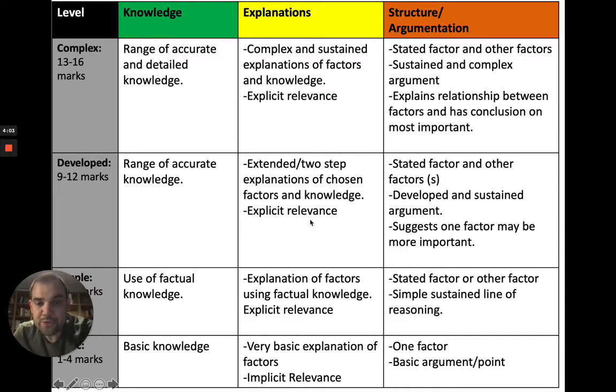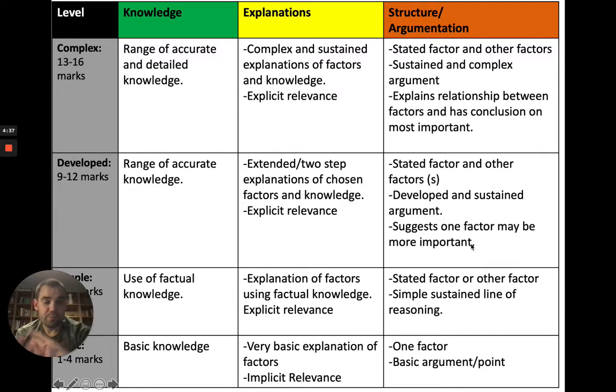The point about explicit relevance is that you're not just describing a bunch of stuff you know which might be tacitly relevant to what the question's asking. You can really clearly link what you know to what the question's actually asking you. So you're giving evidence, but then you're explaining what your evidence proves. What does it suggest that is relevant to the question? What point are you trying to make with the examples that you bring up in your essay? So you want a range of accurate knowledge, explicit relevance, and developed explanations of that evidence, that knowledge.